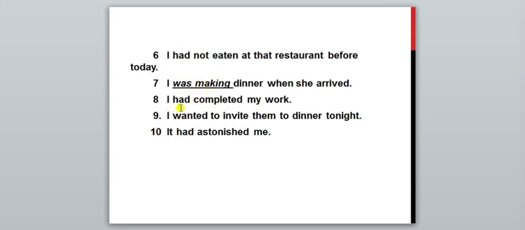Next one, I had completed my work. Ninth one, I wanted to invite them to dinner tonight. Last one, it had astonished me. To astonish means to surprise.